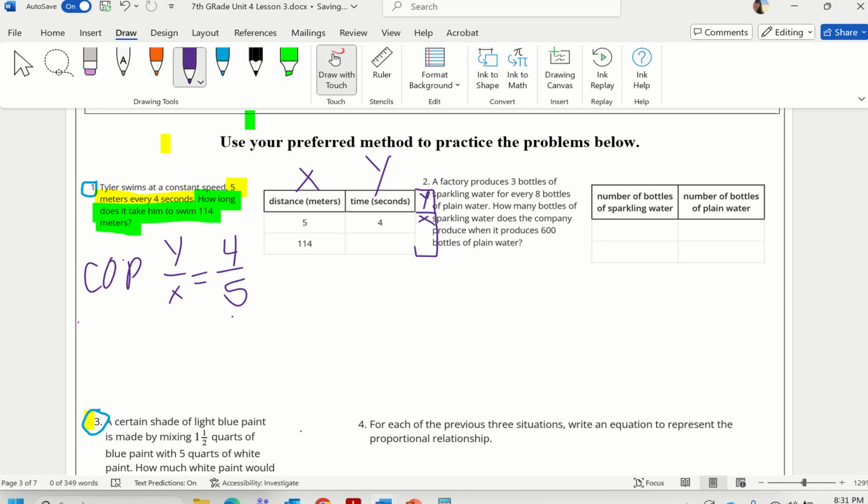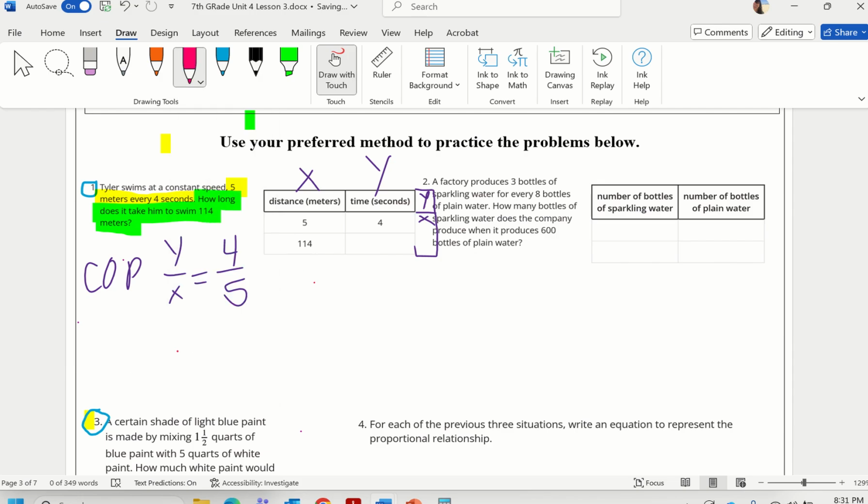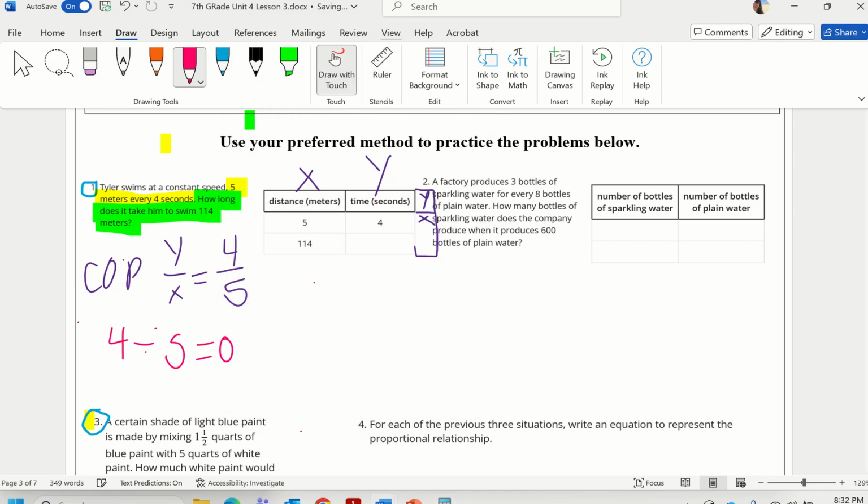Anytime you have a fraction like this, this is division. Please look up at the front of the room, right above where it says strong finish. There is a pink and black sign that says division signs. You should see A over B. That means A divided by B. So in this case, we have 4 over 5. That means 4 divided by 5. Again, pull that calculator up. 4 divided by 5 is 0.8. 0.8 is my COP. That means to go from X to Y, I have to times by 0.8.